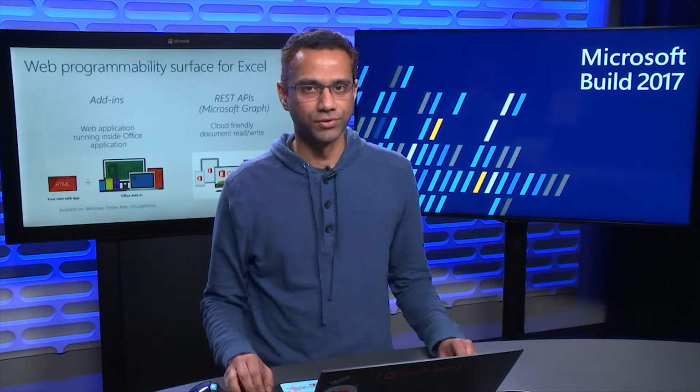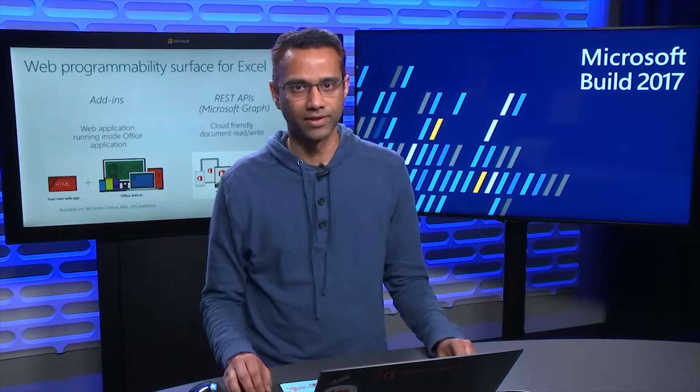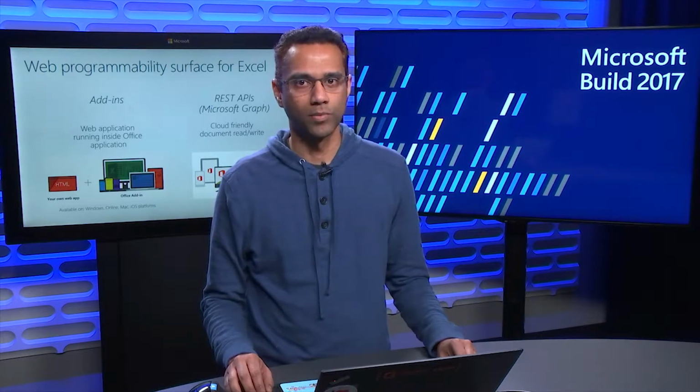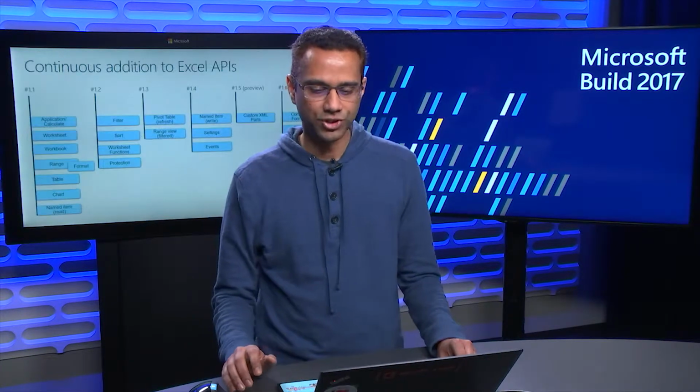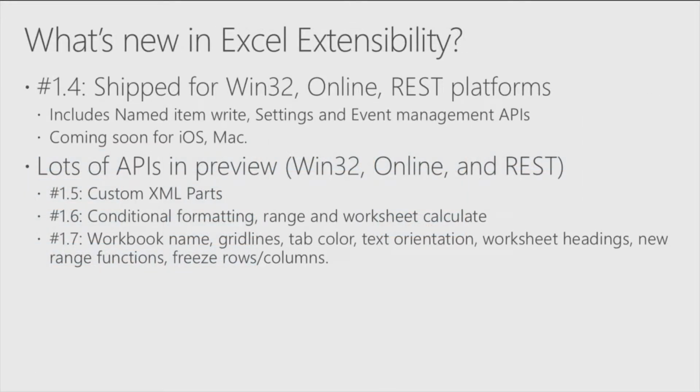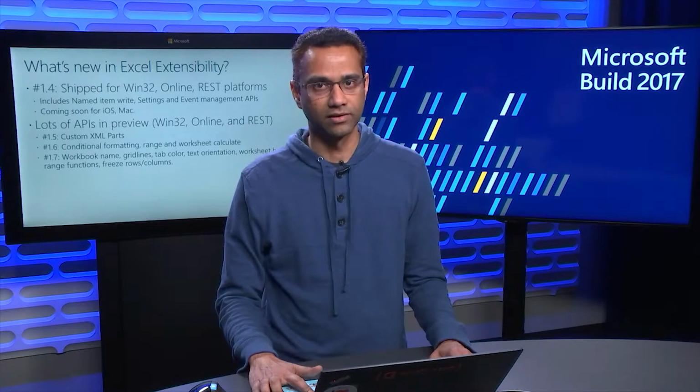The second option is to use the Microsoft Graph REST endpoint. This is ideal for accessing your Excel workbooks through your cloud or mobile apps. Regardless of which solution you choose, we offer a rich set of APIs, and we are continually adding new APIs along the way. For instance, we recently shipped the Excel 1.4 API on Win32, Online, and REST platforms. This includes named item, settings, and event management APIs using helpful promise-based syntax. These APIs are also going to be available on iOS and Mac in the coming weeks.